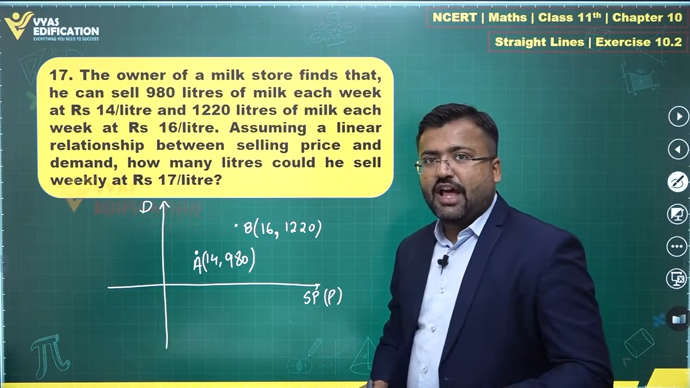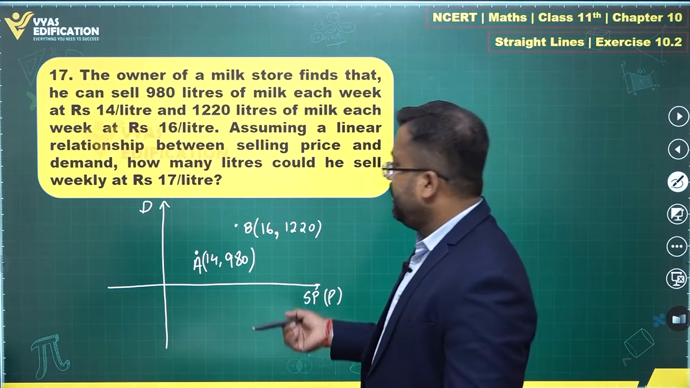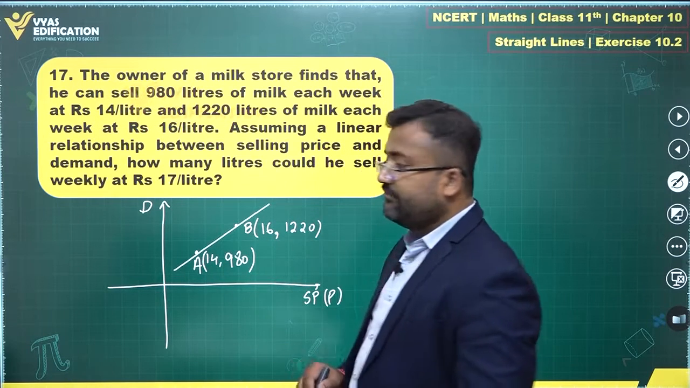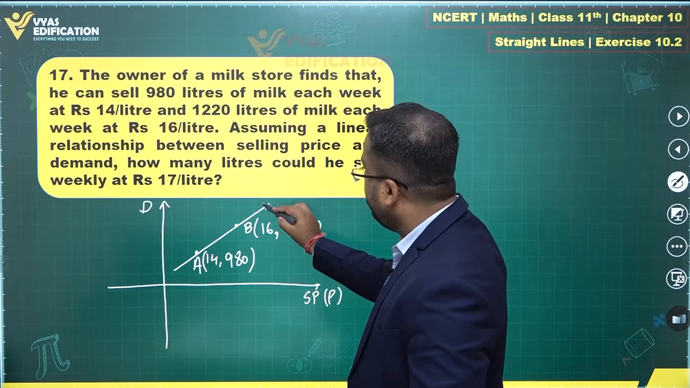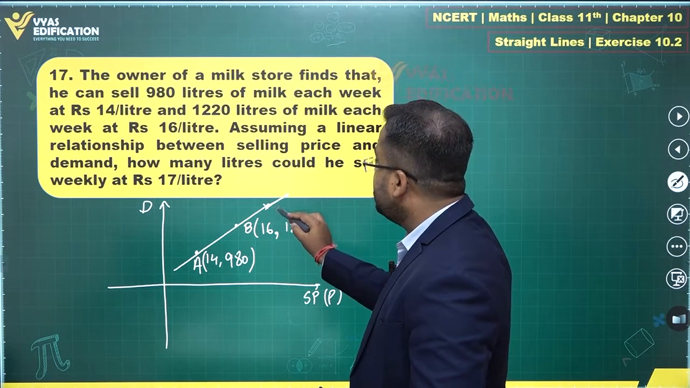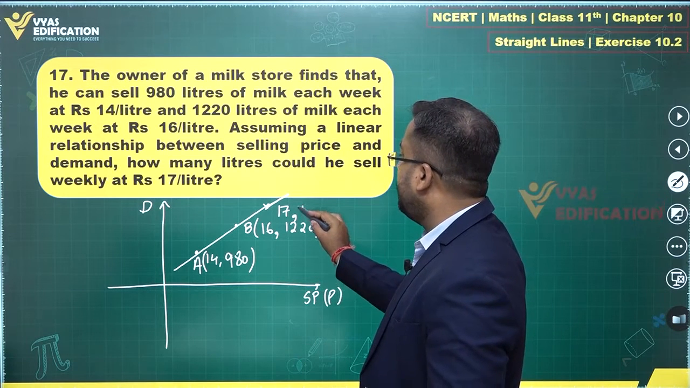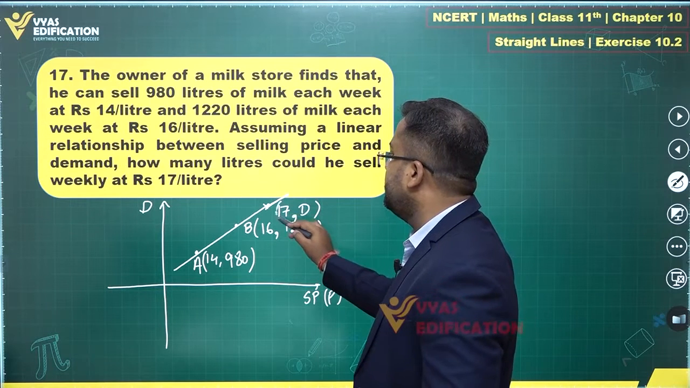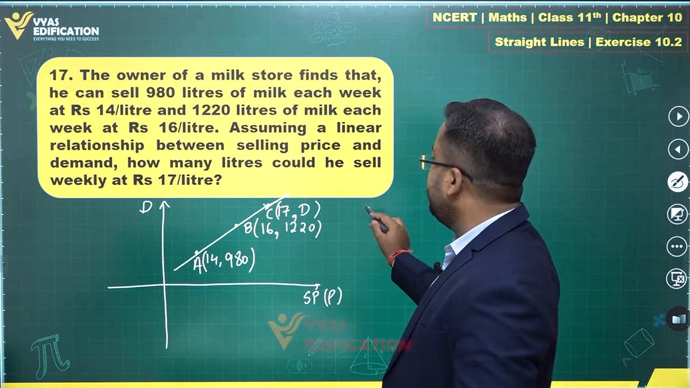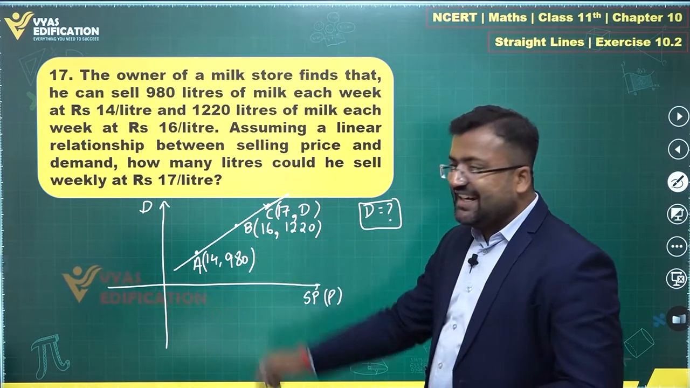Oh, generally it does not happen this way. Generally it happens if the price increases, the demand decreases. But never mind. Let's see. The person further says that if price becomes 17, then what's the demand? Let's talk about D17 or in general D. Let's call this D. This is point C and D is question mark. The relation, as the person has said, is linear.